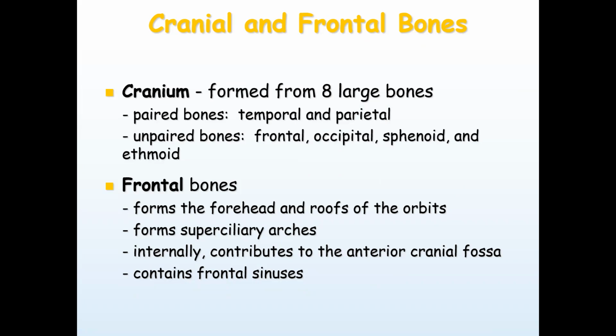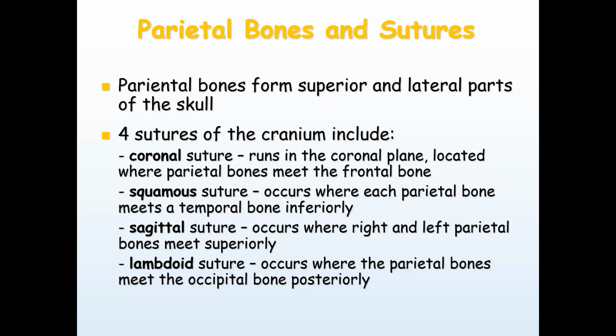the frontal bones, as it says, form the forehead, the roof of the orbits, and the superciliary arches, which are associated with the orbits as well. And internally, they contribute to the anterior cranial fossa. They also contain the sinuses. All right. So there's a lot of things going on in the frontal bone. Now, the parietal bones, as I mentioned before, are very busy. They're forming sutures with everybody, right?